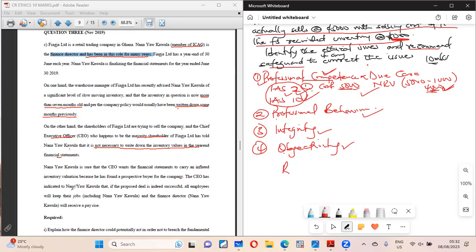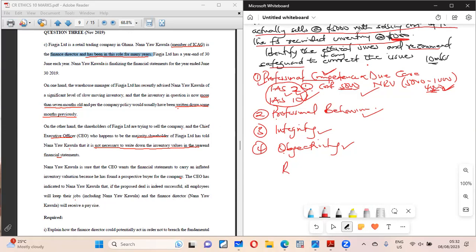The CEO has indicated to Nanaya that if the proposed deal is indeed successful, all employees will keep their jobs, including Nanaya Kaula, and the finance director, Nanaya Kaula, will receive a pay rise.